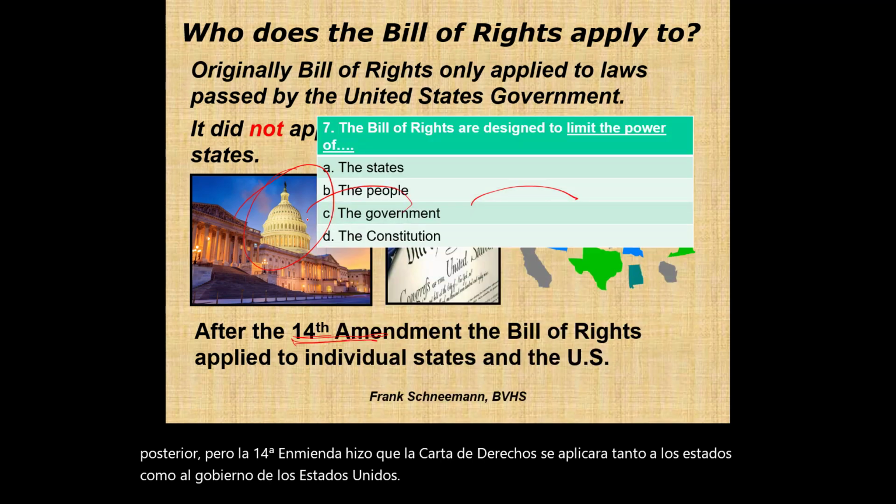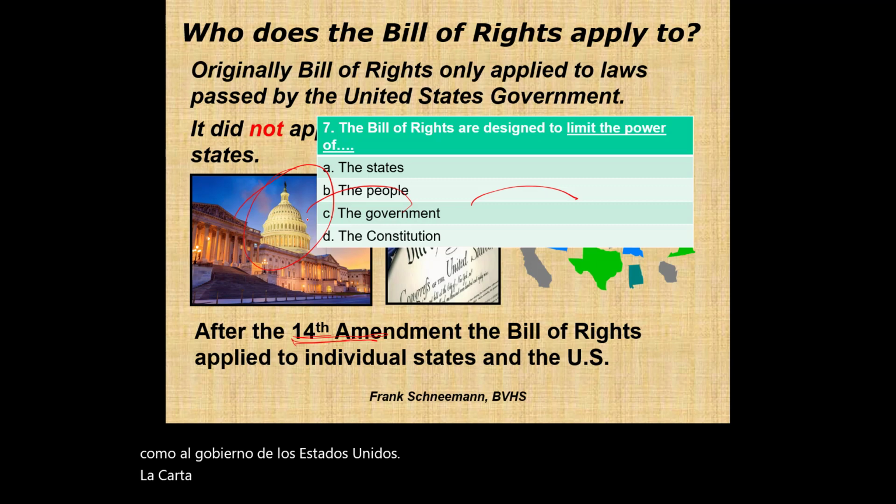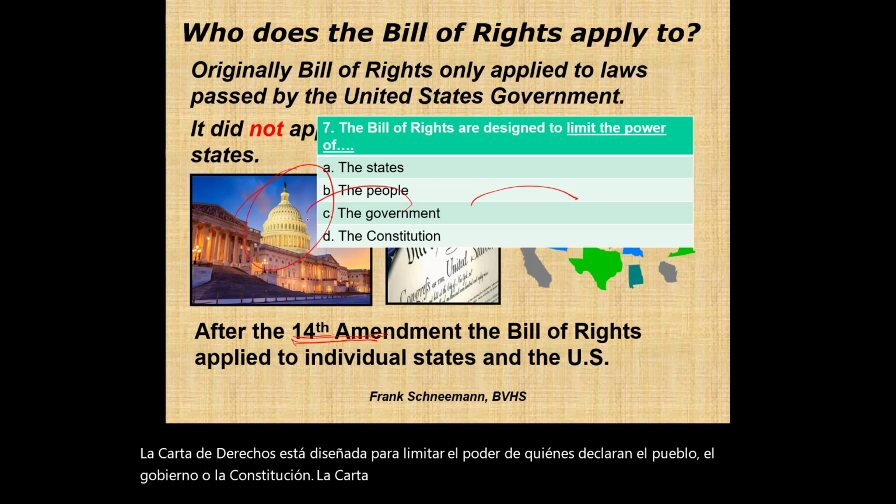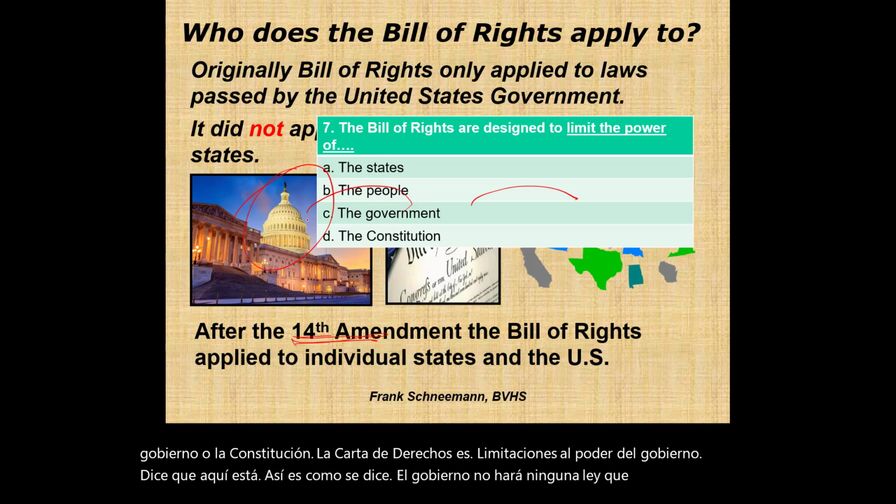Well, the Bill of Rights are designed to limit the power of who? The states, the people, the government, or the Constitution? The Bill of Rights are limitations on the power of the government. This is how it's worded: the government will make no law establishing a religion or prohibiting the free exercise thereof.